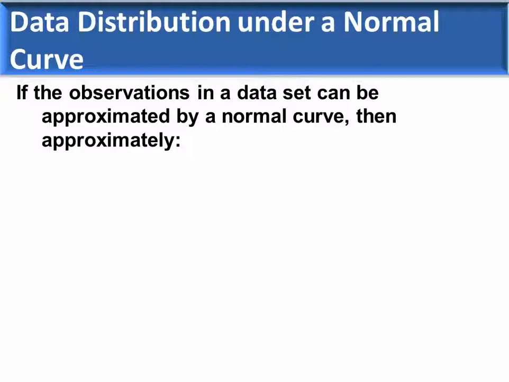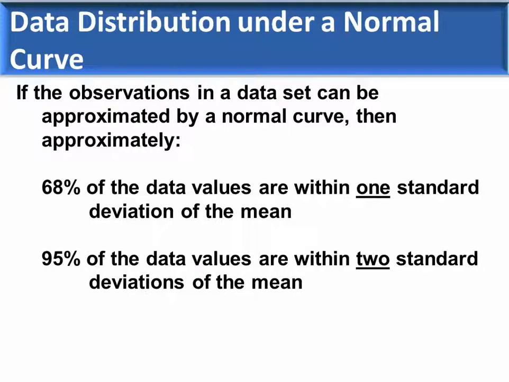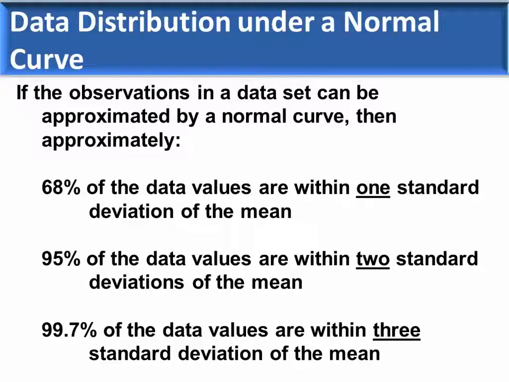So if the observations in a data set can be approximated by a normal curve, then approximately 68% of the values are going to fall within 1 standard deviation of the mean. So from 1 standard deviation below to 1 standard deviation above, 68% of all the data values fall there. In our example, we were talking about scores. With a mean of 80 and a standard deviation of 5, that means 68% of all the people scored between a 75 and an 85, 1 standard deviation below and 1 above. 95% of the data will fall within 2 standard deviations of the mean, and 99.7% will fall within 3 standard deviations of the mean.